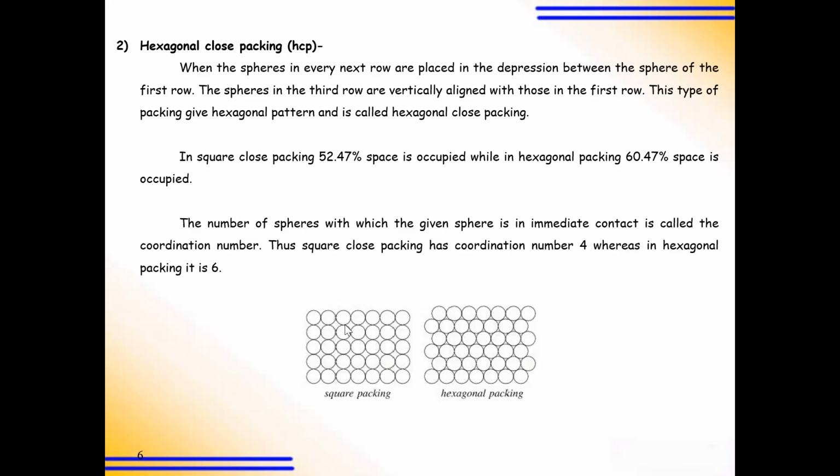So why is it hexagonal? Because this is the space, this is the space after the layer formations of this square packing. So the spaces are very less, right? But in hexagonal close packing, see, in a square close packing, 52.47% space is occupied, while in the hexagonal close packing 60.47% space is occupied. See, here the space occupied is more, right?